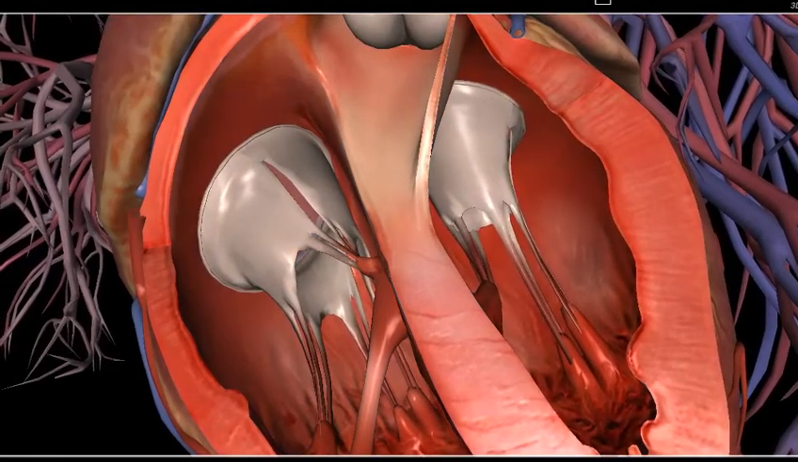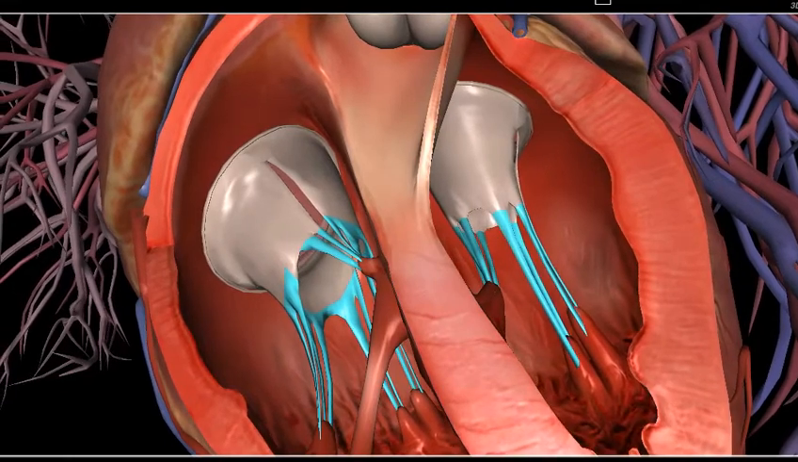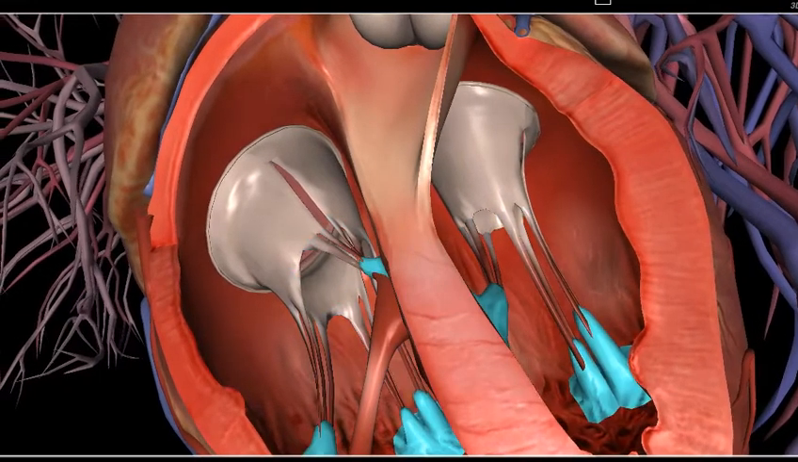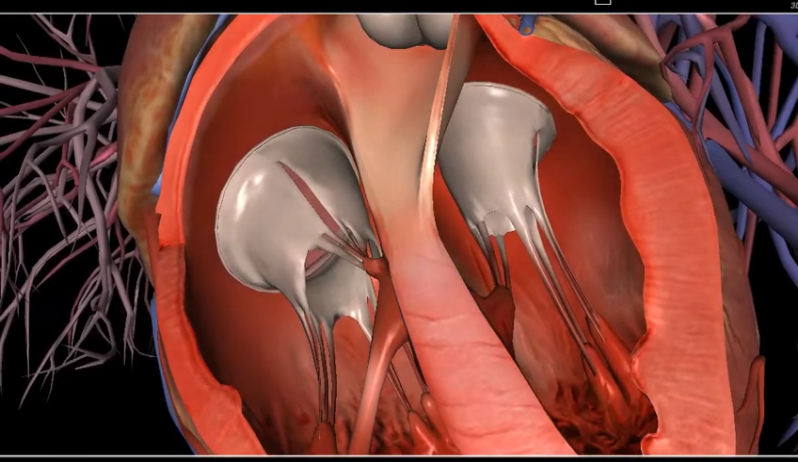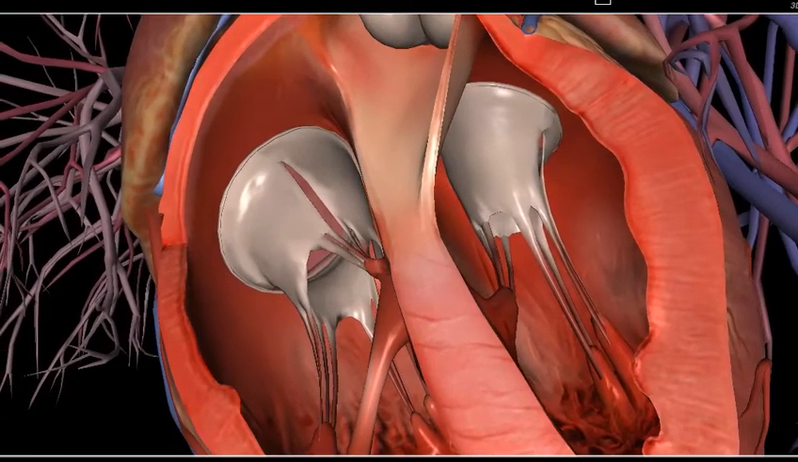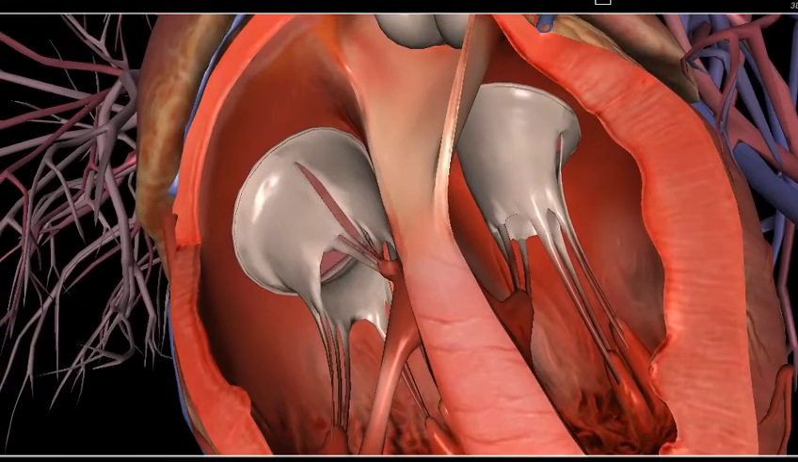Fibrous cords, called the chordae tendineae, secure the AV valves to the papillary muscles on the walls of the right and left ventricles. The cords help ensure that the valves always open downward and cannot invert.